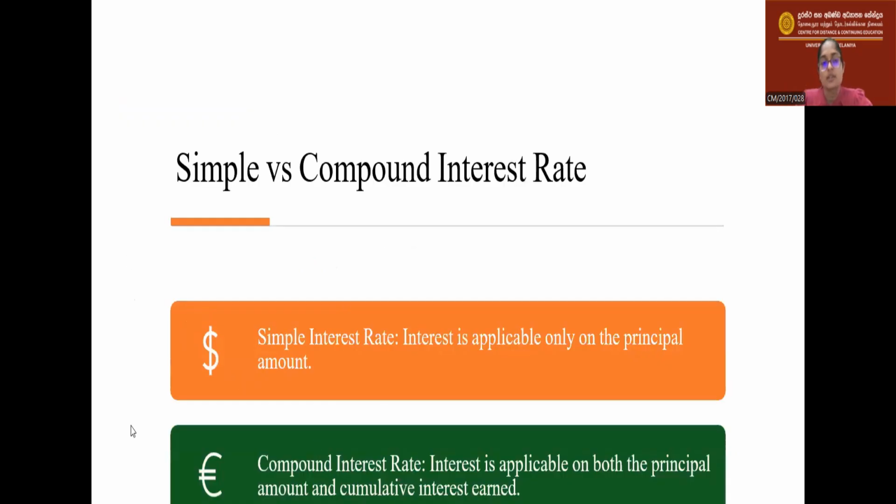Okay, so let's move directly on to the first part: simple versus compound interest. As you can see from the name itself, simple interest is the interest applicable only on the principal amount. But compound interest is applicable on both the principal amount and the cumulative interest earned. So in compound interest, we have to take the cumulative interest earned plus the principal amount.